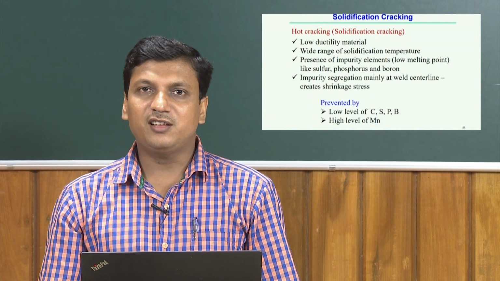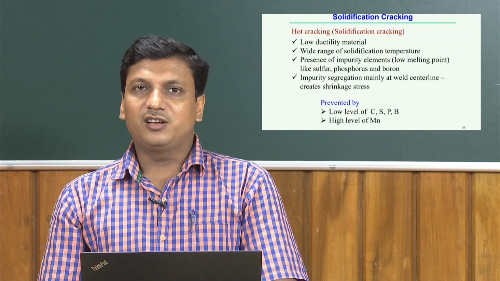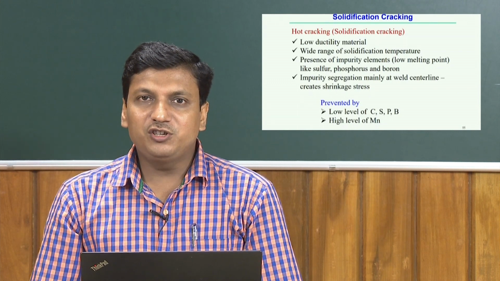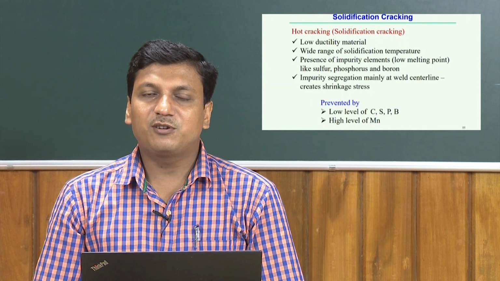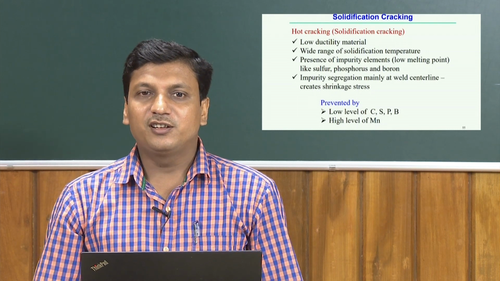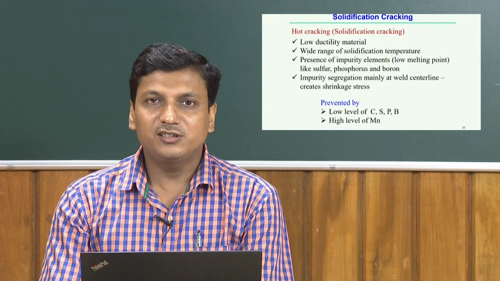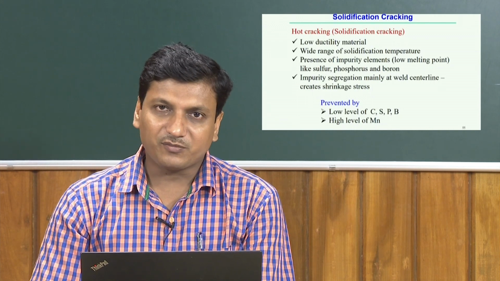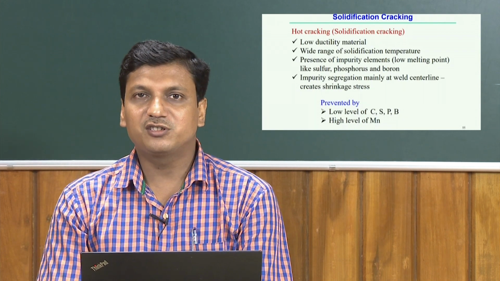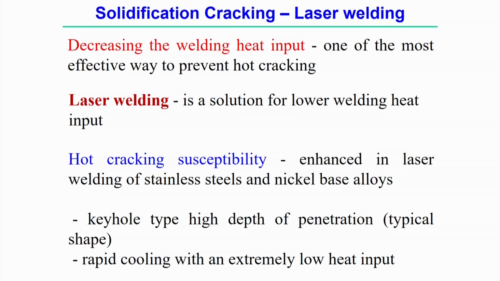They react with the manganese and basically reduce the effect of individual elements like carbon, sulfur, boron and phosphorus. In that way, a high amount of manganese reduces solidification cracking during the welding process. Of course, solidification cracking can also be reduced if it is possible to reduce the welding heat input during the welding process.